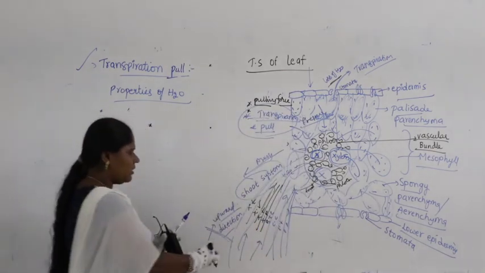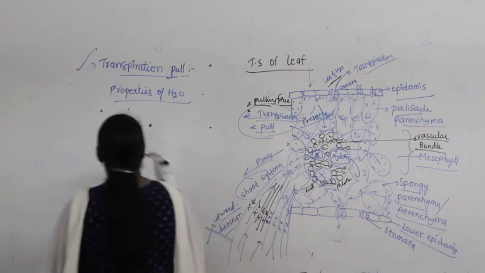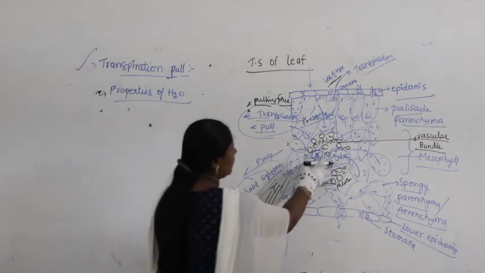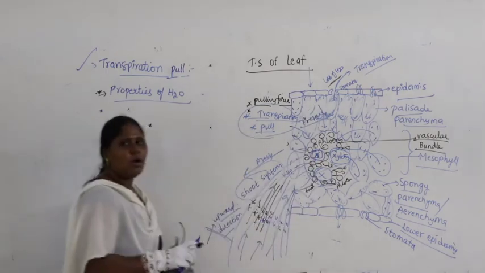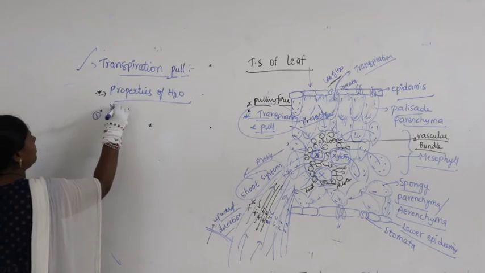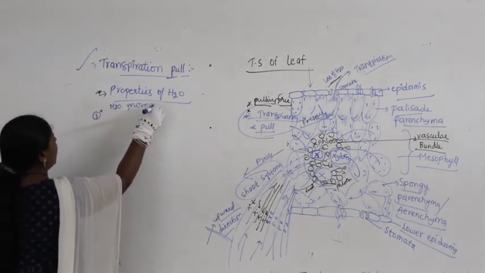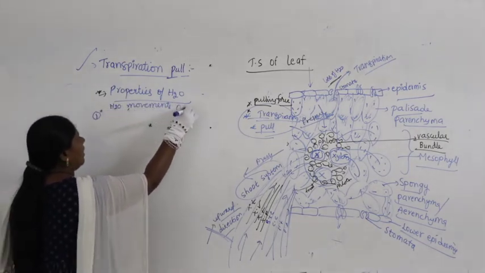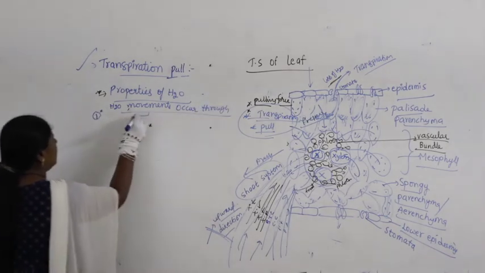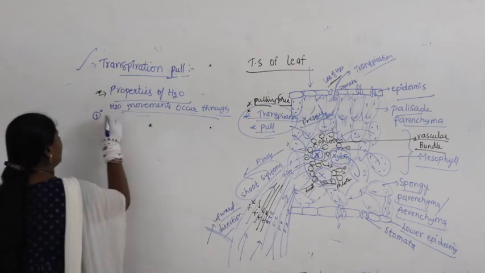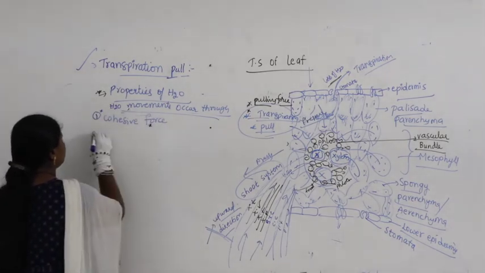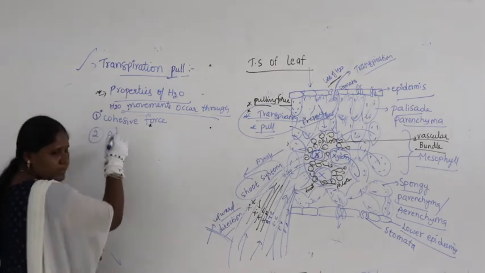Then when water is moving here, what are the properties of water? When water is moving from the shoot system to the leaf and being lost through stomata, what are the properties we can see? First, here water movement occurs through two important forces. First one is called cohesive force. Second one is called adhesive force.